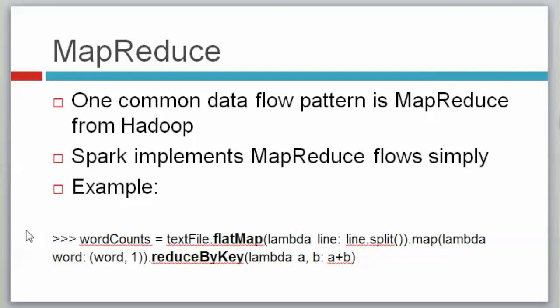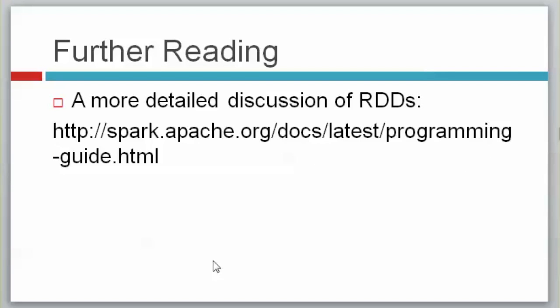MapReduce is very popular today to run workloads on Hadoop clusters, and Spark implements MapReduce flows simply, that is, in a straightforward manner. The following is an example of taking a text file and doing a map and reduce in the same fashion as Hadoop would execute it. As we have only touched on the use and power of RDDs, I would recommend that you go to the programming guide for Spark at spark.apache.org.